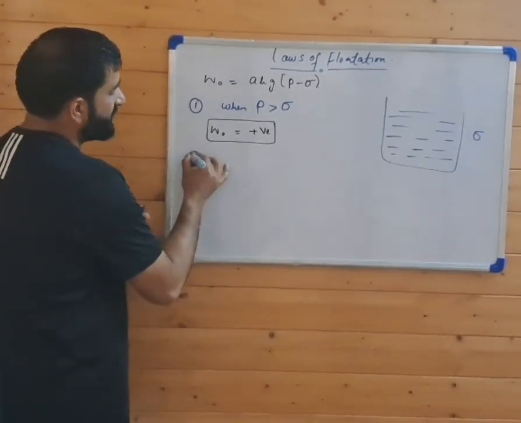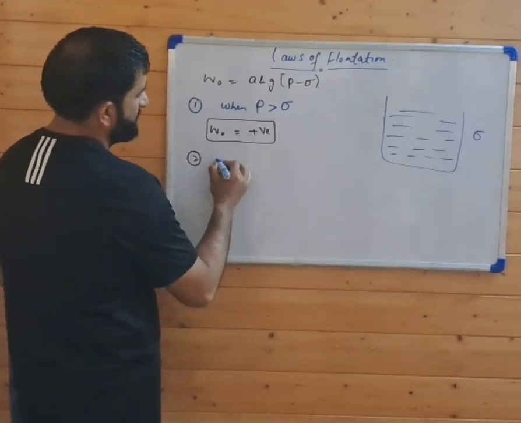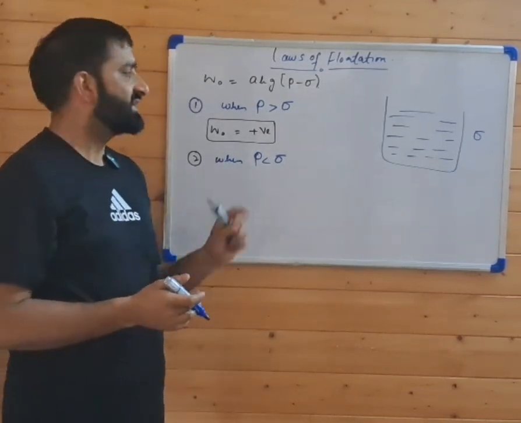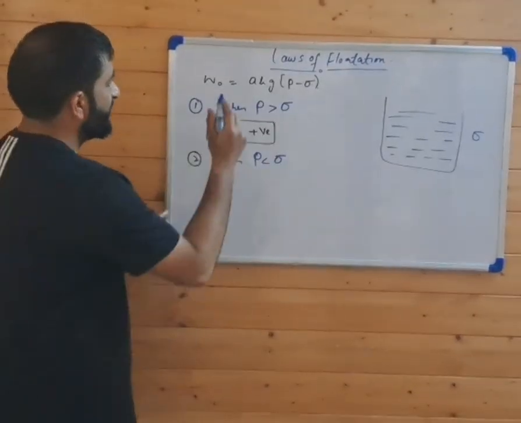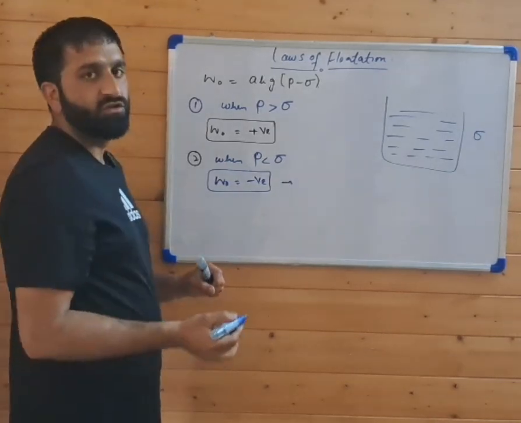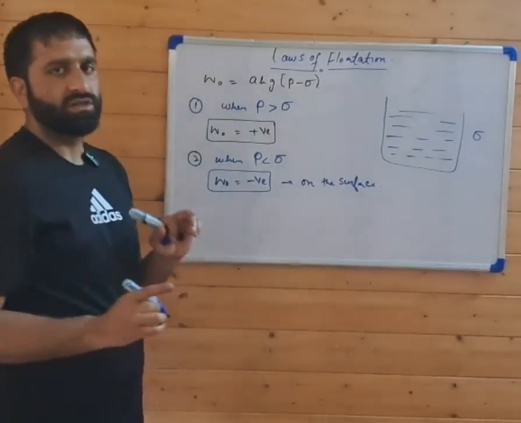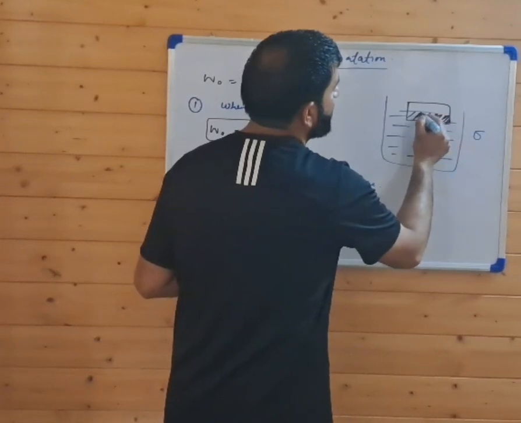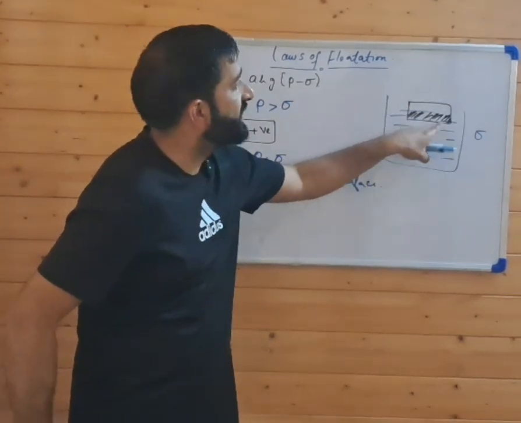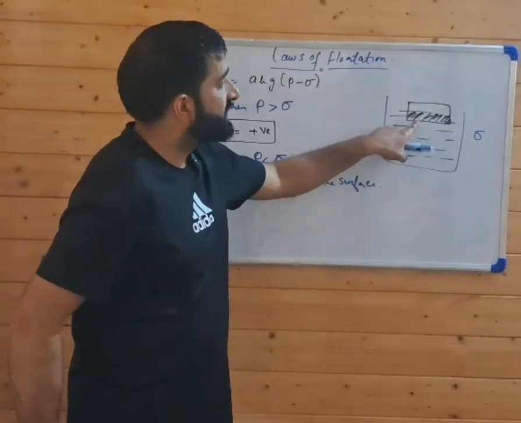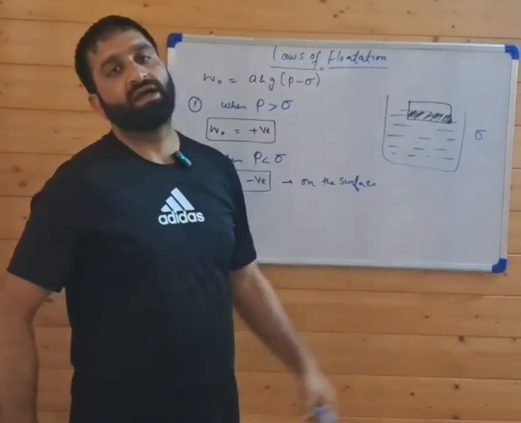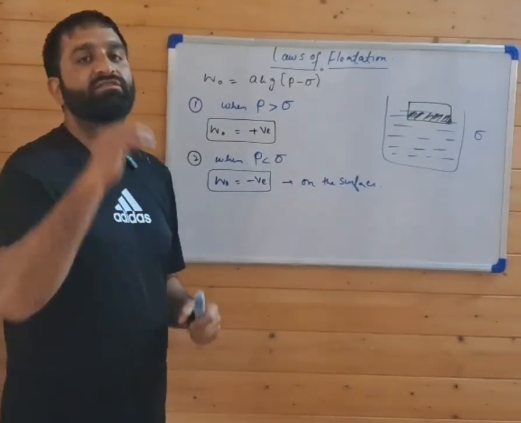Number two, when rho is less than sigma, when the density of the body immersed is less than the density of the liquid in which it is immersed, in that case the observed weight will be negative. When the observed weight is negative, the body will float on the surface. When the body floats on the surface, the weight of the fluid displaced by the immersed part will be equal to the weight of the body. Listen one more time. The liquid displaced by the immersed part will be equal to the total weight of the body. In that case, the body will float on the surface of the liquid.